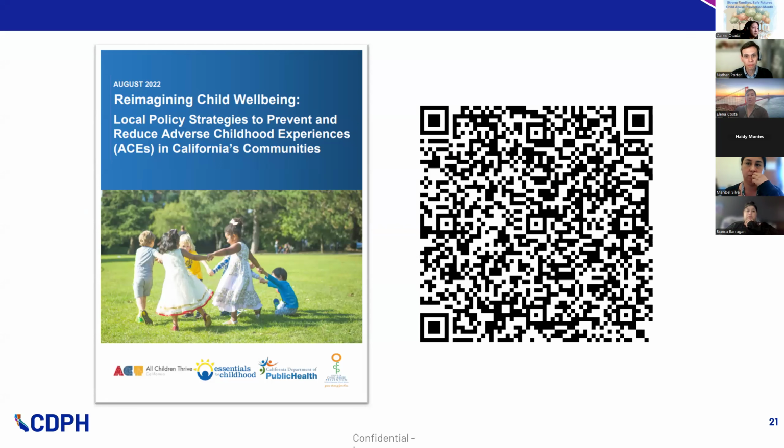So a little bit ago, we shared some strategies on how to consider improving child well-being to address ACEs or PCEs. And that came from a piece called Reimagining Child Well-Being, Local Policy Strategies to Prevent and Reduce ACEs in California's Communities. This includes a menu of 44 strategies that could be of interest to you all. And there is an update that's being undertaken currently to re-examine the strategies and look for ways that we can update the information and make it fresh and more useful, and potentially address violence more broadly as well.